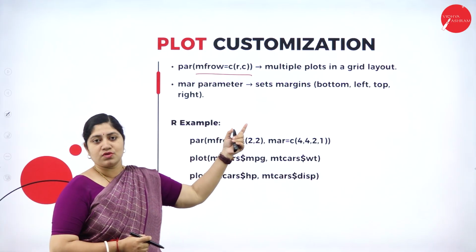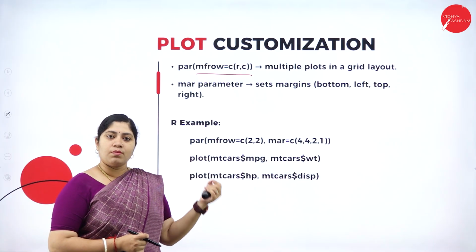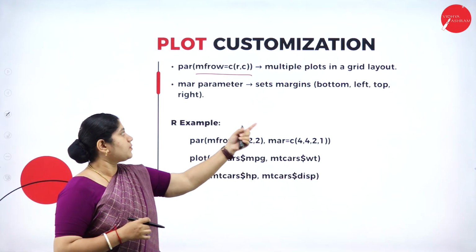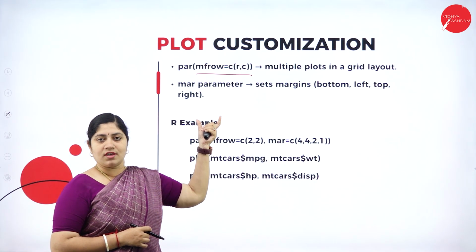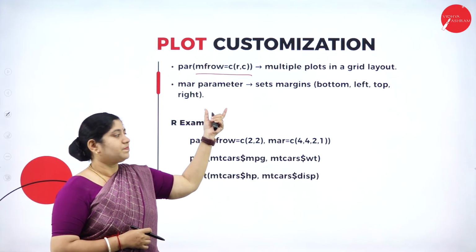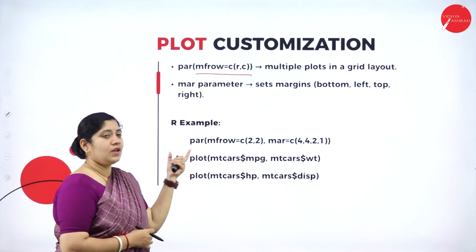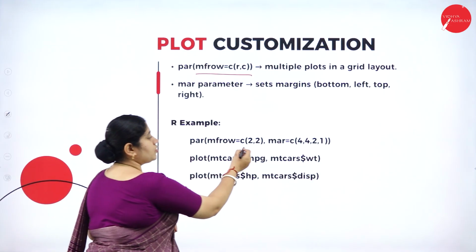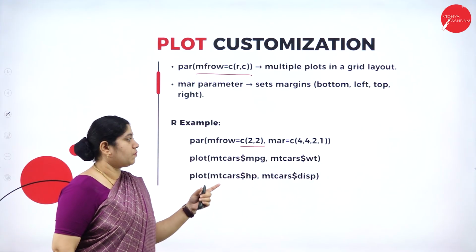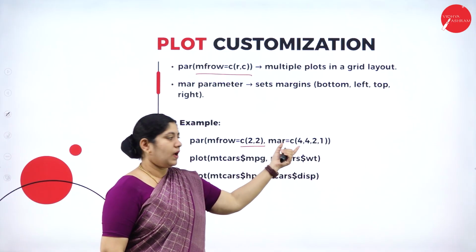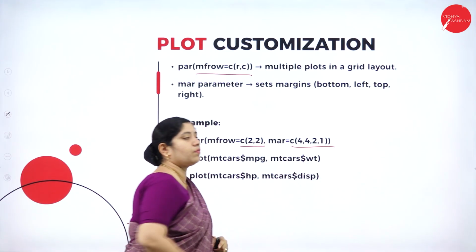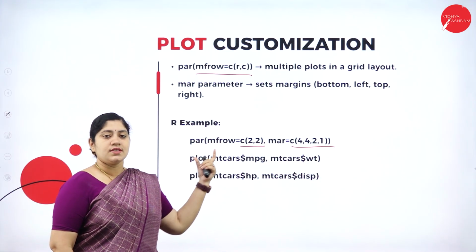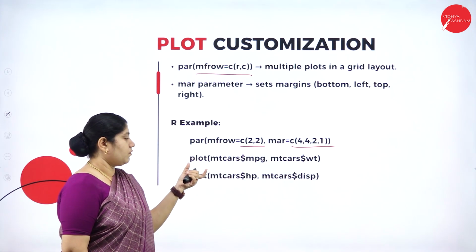MAR is used to set the margin. It might be at the bottom, it might be at the top, as well as left or right, anything can be set. So let's see an example. Parameter of mfrow: we are defining a vector c(2, 2) followed by the margin c(4, 4, 2, 1). So yes, this is a vector that we have defined.